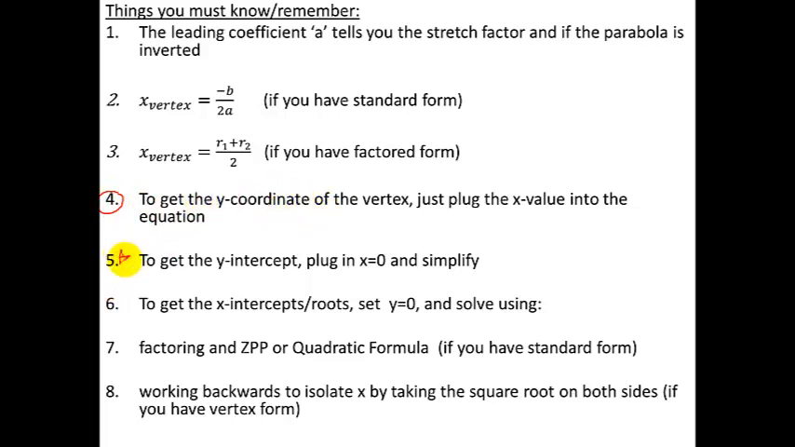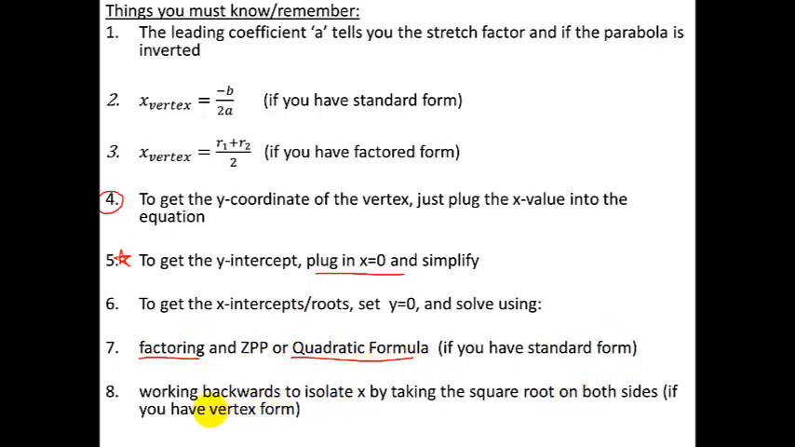Anytime you want to get a y-intercept, standard basic way to do that is to plug in x = 0 and simplify. Anytime you want to get the x-intercept or roots, standard method is to plug in y = 0 and solve. Now there's a couple of different techniques you might need to use depending on what form you have. So after you set y equal to 0, if you started in standard form, you want to factor it, and if that doesn't work, you can use the quadratic formula.